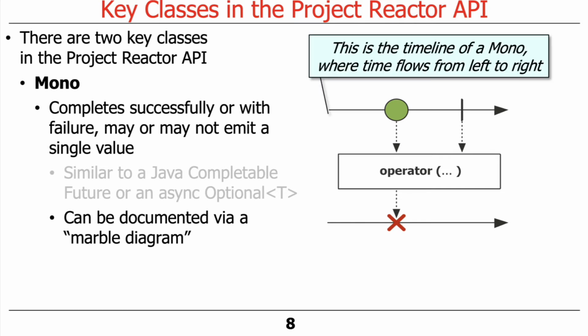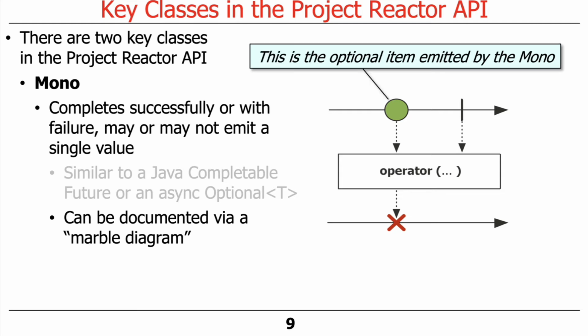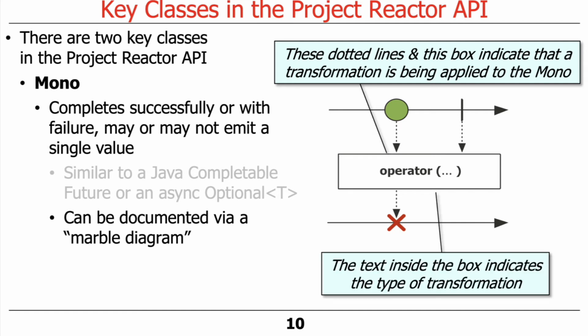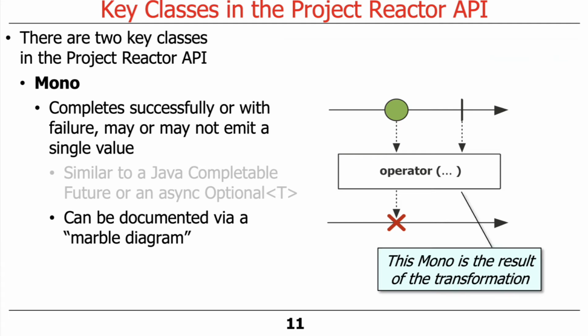The timeline of a Mono is read from left to right. So this is the beginning and this is the end. And this little green circle is the optional item that's emitted by the Mono. So it's going to emit an optional item. The dotted lines here and this box indicate the transformation that's being applied, what is being done to this particular element. And the text inside the box indicates the specific operator that's being defined or applied.